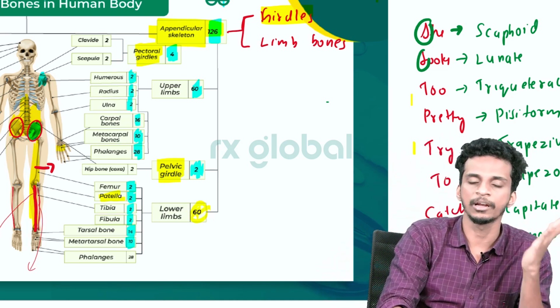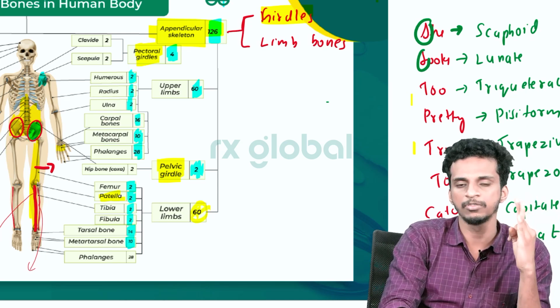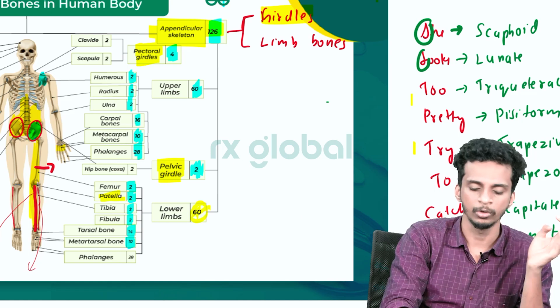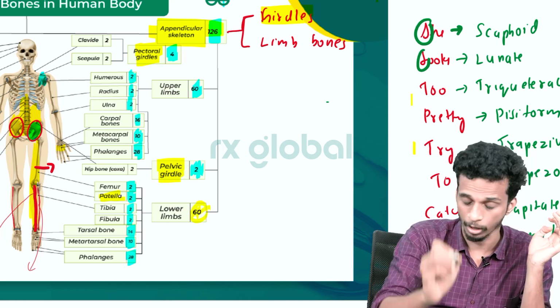And phalanges are also similar. I have 3 phalanges in each finger except for the great toe. In the great toe, I will have only 2. So 4 into 3, 12. 12 plus 2, 14. Sorry, 14 into 2, 28.